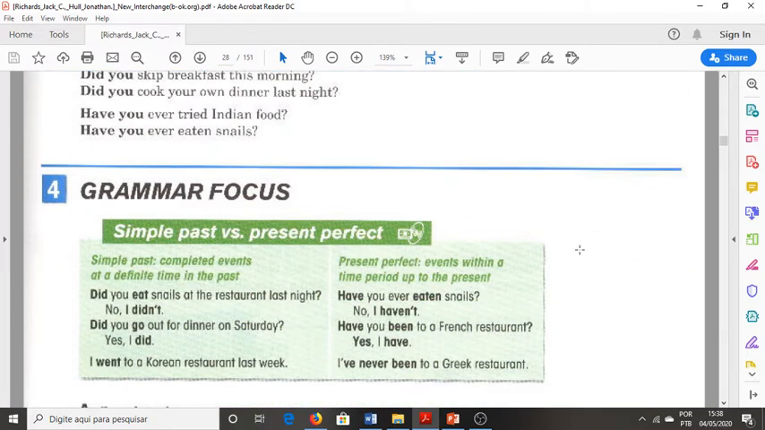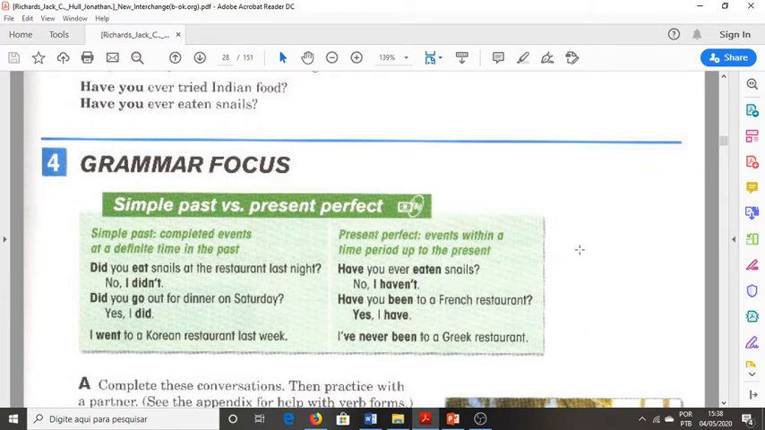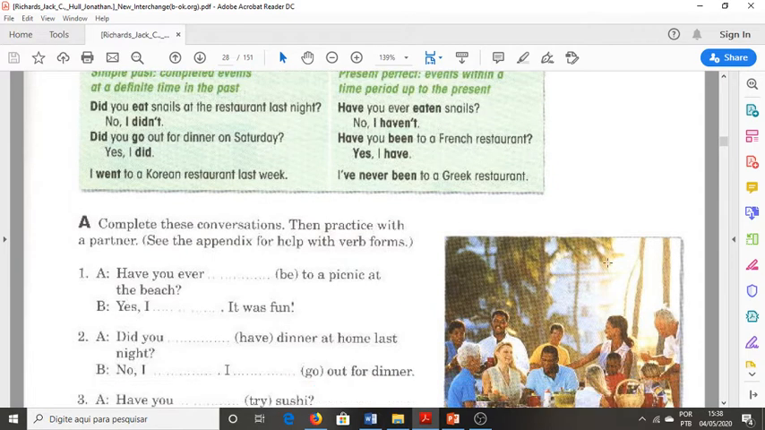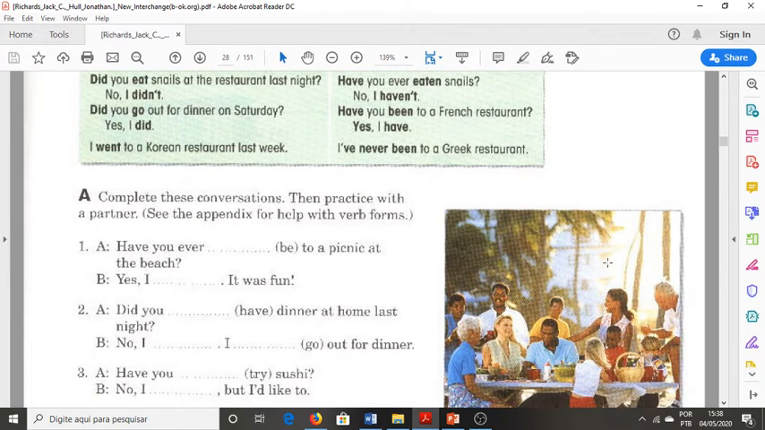There is a grammar chart, which is not very long, because grammar in a communicative approach should be in context and not have too much explanation or too many details. So there's usually a short grammar chart with some phrases that were in the conversation the students read before. And then there's this exercise, complete the conversations, then practice with a partner. So it's a controlled practice.